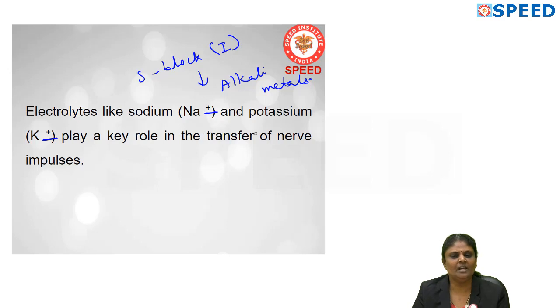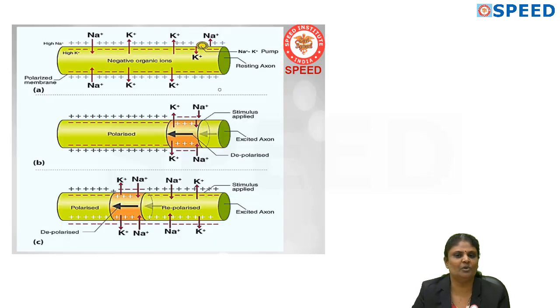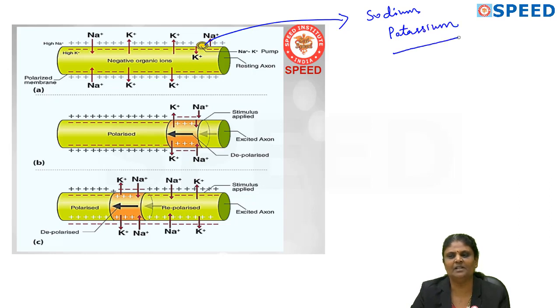They play a key role in the transfer of nerve impulses. This is the diagram to explain it: the sodium potassium pump, for the proper transmission of signals. Along with sodium, another element is present for effective nerve transmission, and that is potassium, the correct answer.